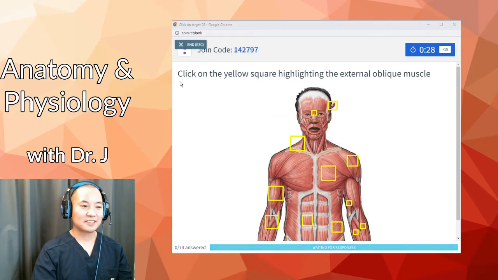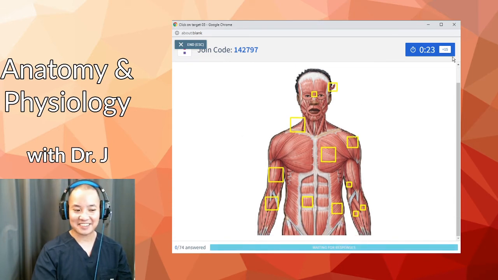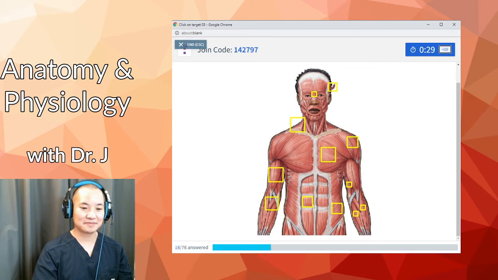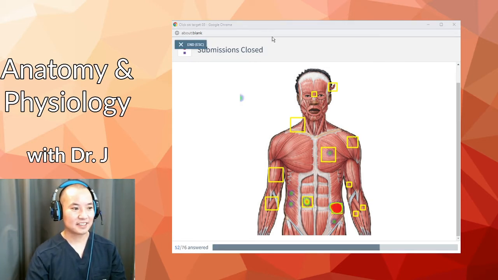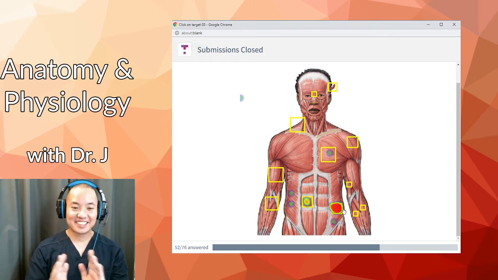All right, so click on the yellow square highlighting the external oblique muscle. Hey, we just talked about that, right? Again, external meaning outside, but what does oblique mean? Okay, let's see how everyone did. And again, for these questions, you have to click on the yellow square.